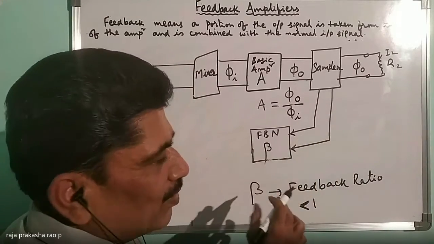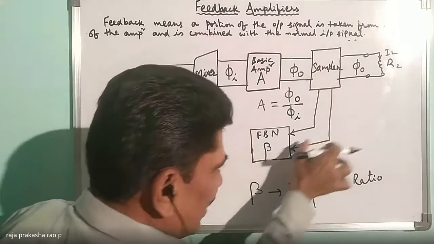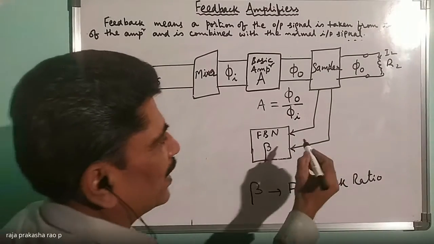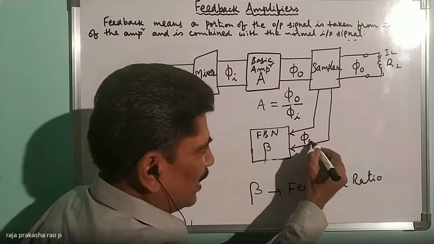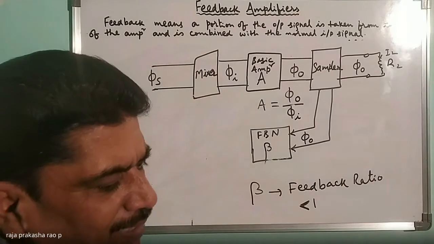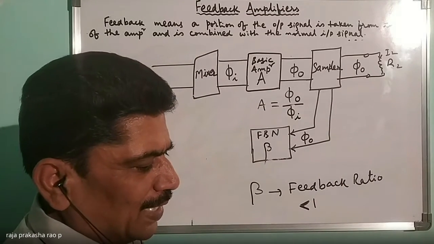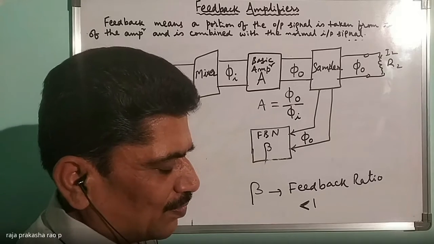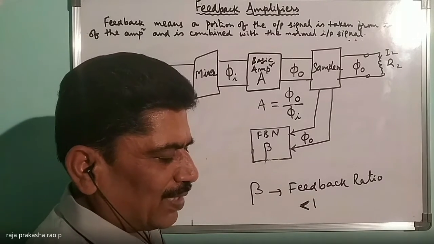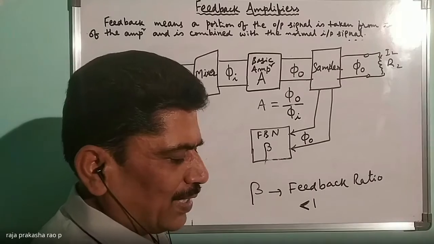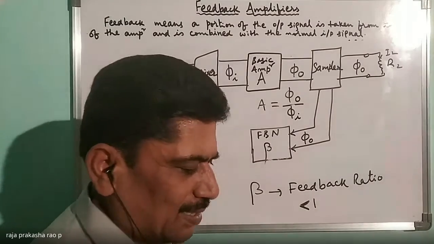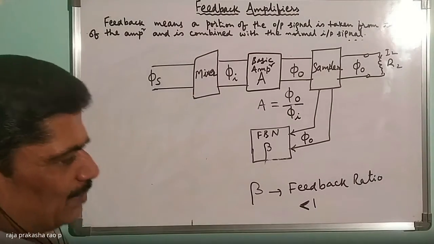If you want current only, the sampler will sample only the current to this feedback network. So this input can be i0 only. It can be either current or voltage, depending upon the topology that we use. There are 4 types in negative feedback: voltage series, voltage shunt, current series, current shunt. Okay, I will explain these clearly later.